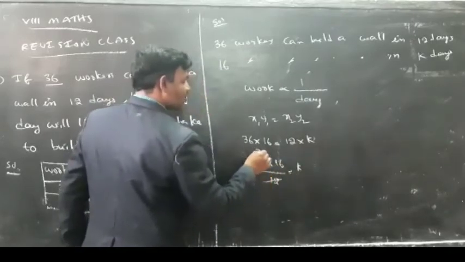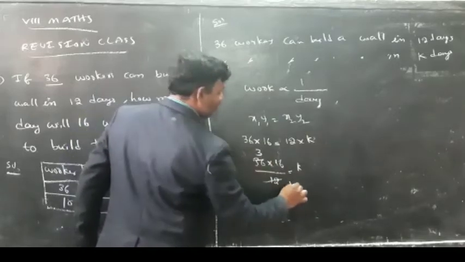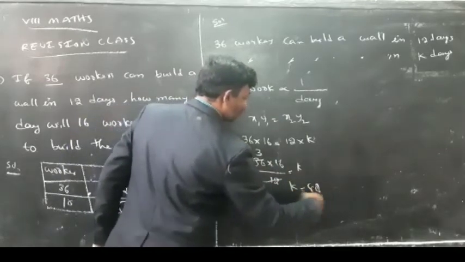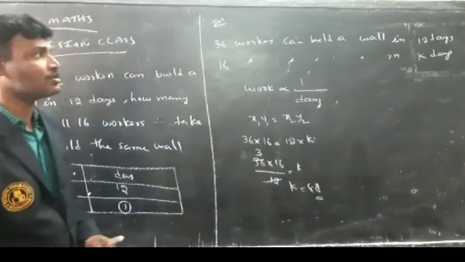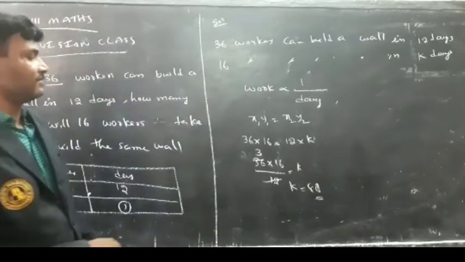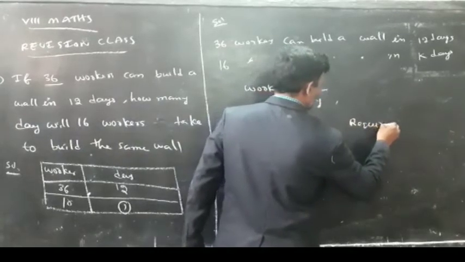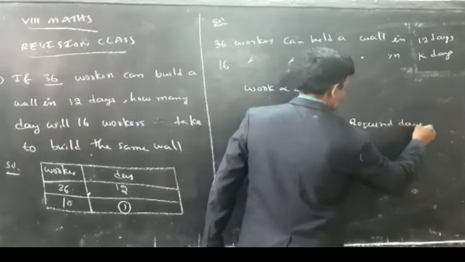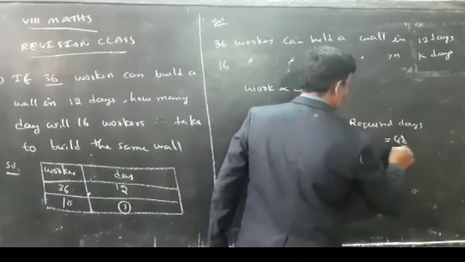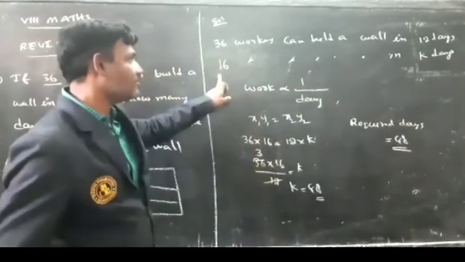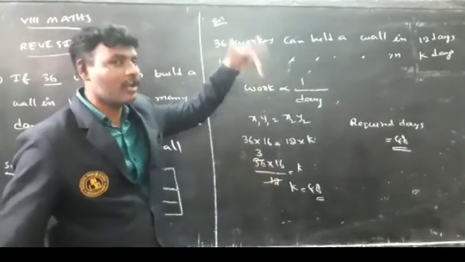Simplifying, we get 48. So they took 48 days to complete that work. Required days is equal to 48. So 16 workers can build the same wall in 48 days.